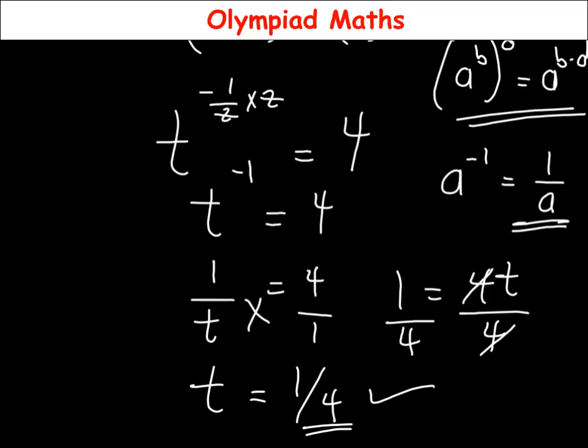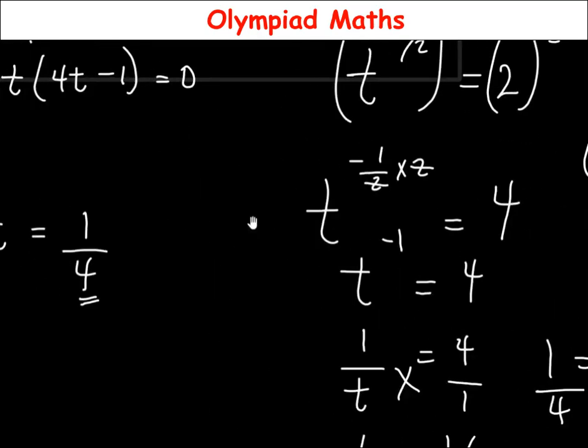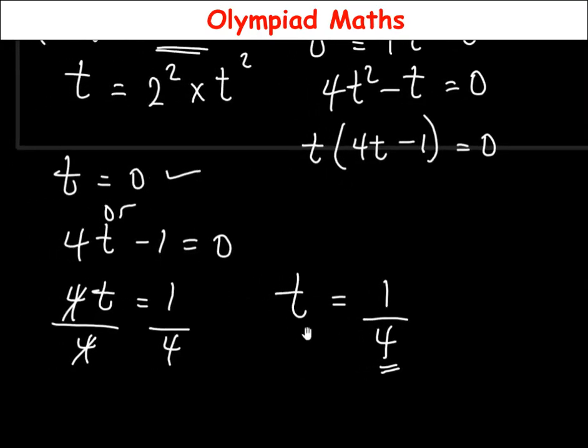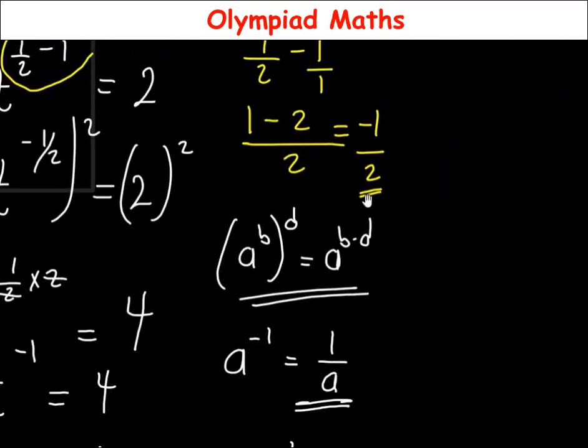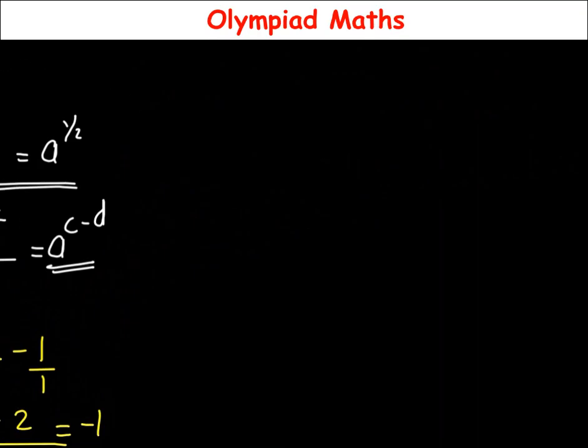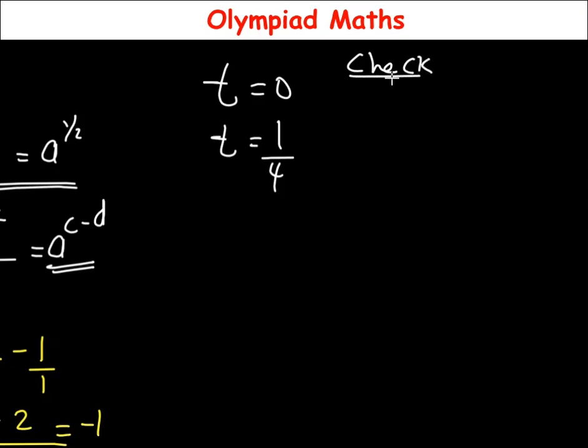Now, notice something: the value of t that we got using the second method was only 1 over 4. But for the first method, we got two values of t: t as 0 and t as 1 over 4. So let's confirm if the values t equals 0 and t equals 1 over 4 satisfy the given equation. Let us check if these values of t will satisfy the given equation.